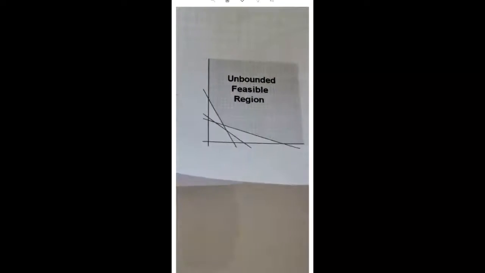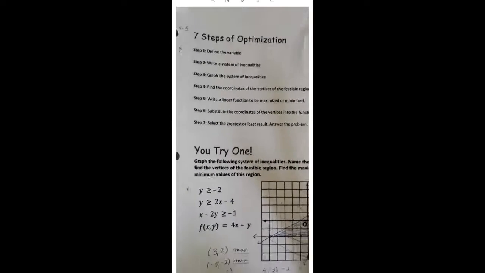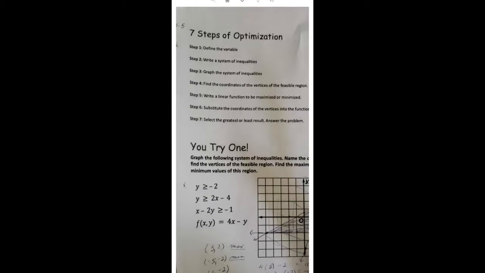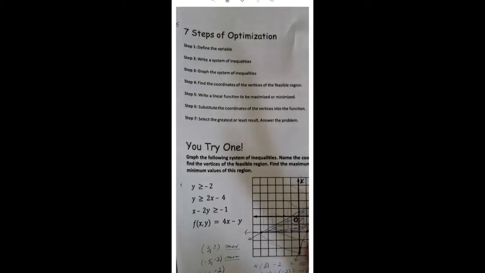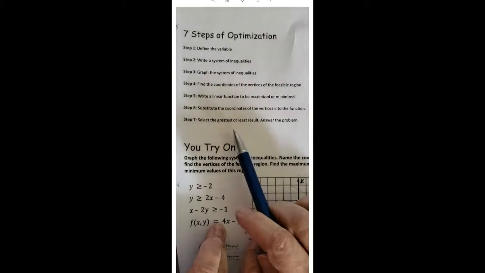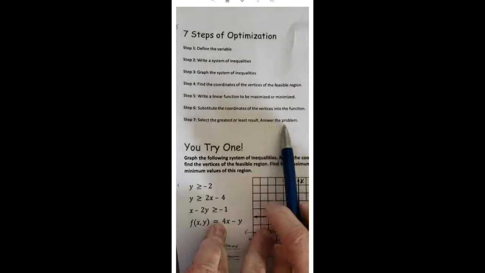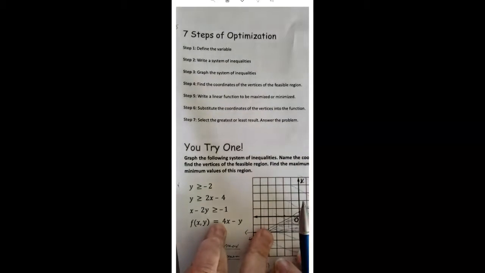Okay, so let's look at the steps it's going to take to do that. Step number 1, define the variables. Step number 2, write a system of inequalities. Step number 3, graph the system. Step number 4, find the coordinates of the vertices of the feasible region. Step number 5, write a linear function to be maximized or minimized. Step number 6, substitute those coordinates of the vertices back into that particular function. And step number 7, select the greatest or the least one. And again, the question is going to be to answer whatever the problem asks you to answer.